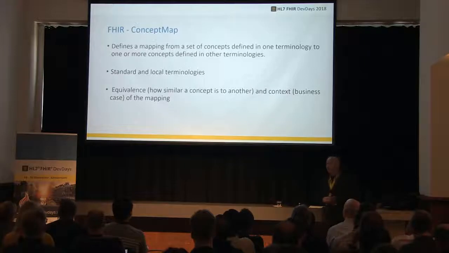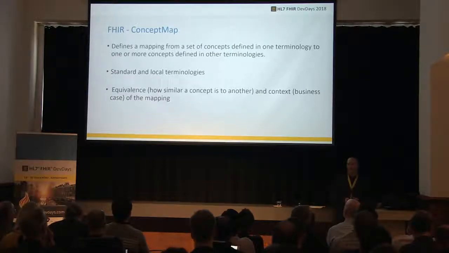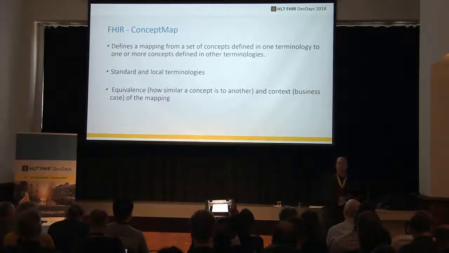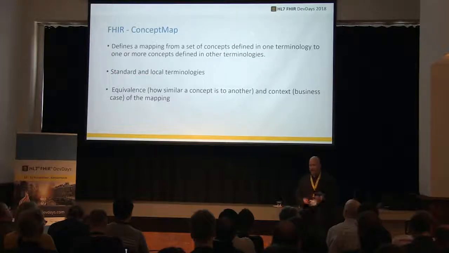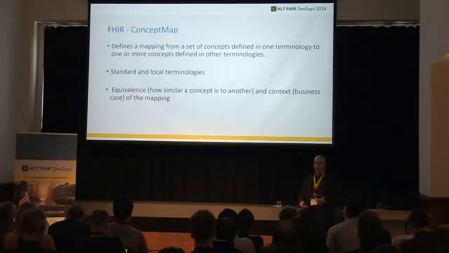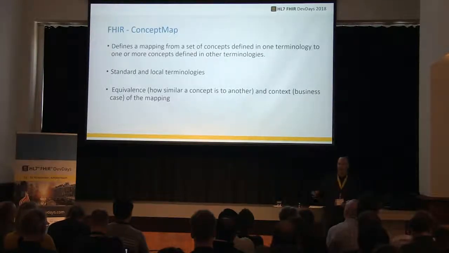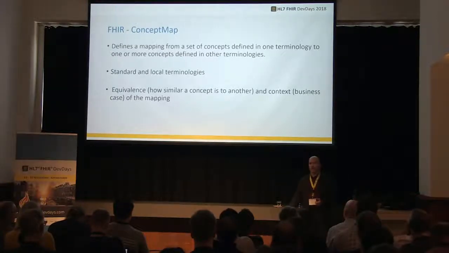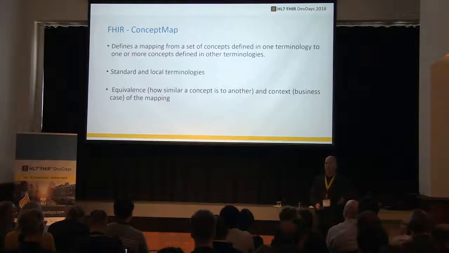And lastly, concept map. I include concept map here because mapping is a key part of terminology. Whenever we're using codes, there's always going to be a case where somebody wants to map that to a different code. If I have lateral epicondylitis or tennis elbow as the diagnosis, and I use the SNOMED code in the condition resource, at some point I'm going to have to map that to a billing code, especially in the US.